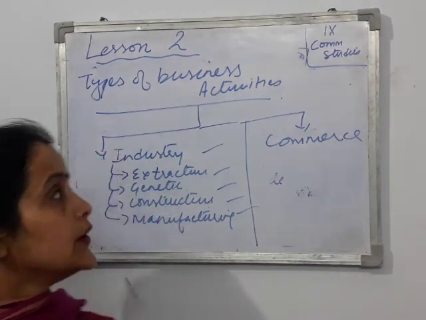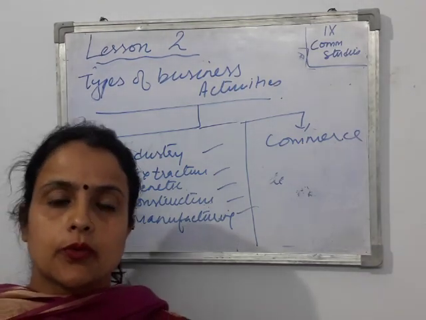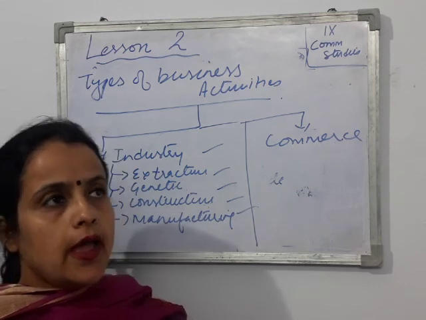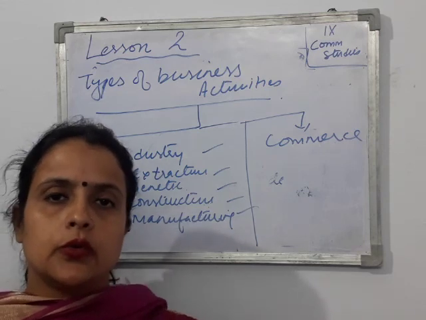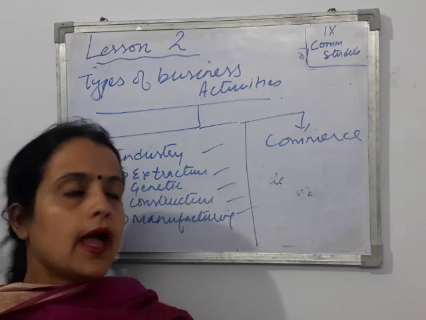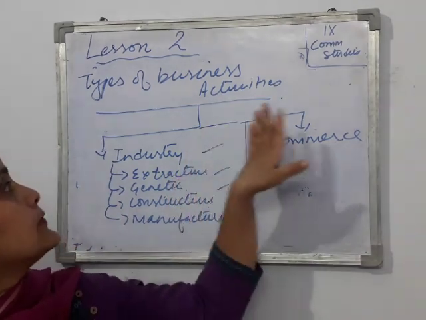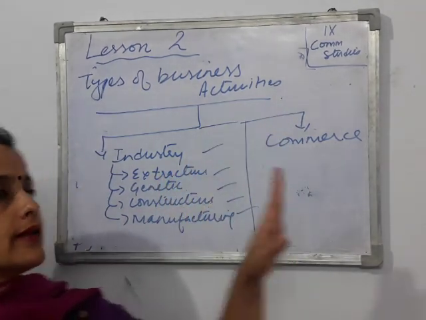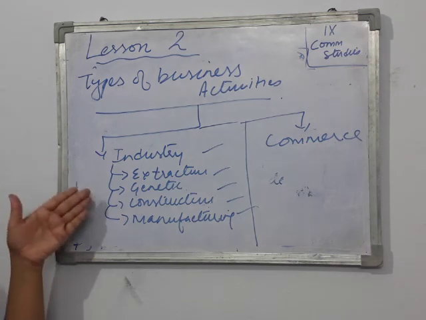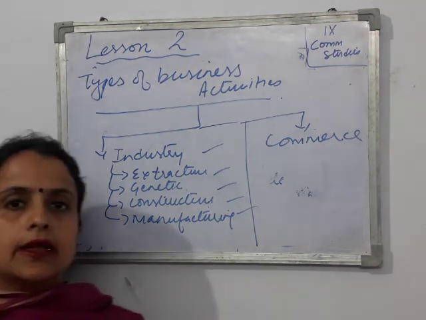I hope this is clear to you, and soon I am going to give you your project list for the commercial studies also. And I hope you all are doing your work, and you all are healthy at home. So tomorrow we are going to start with types of business activities, and under industries we are going to start with extractive, genetic, constructive and manufacturing industries.